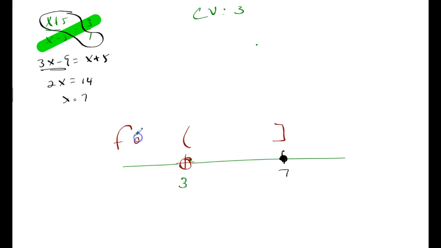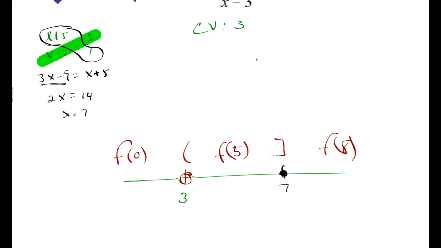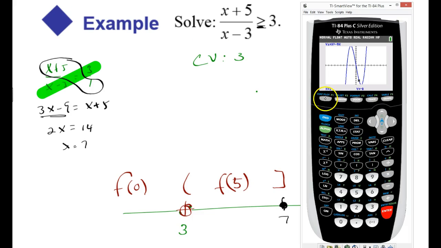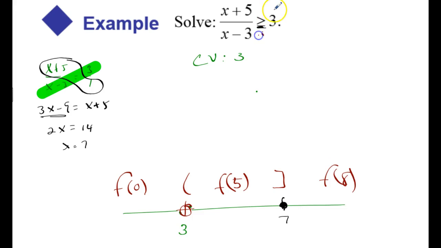So let's test f of 0, anything between 3 and 7, like 5, and then f of 8 would work for me. A little bit tricky to type this into the calculator because you're going to have to use parentheses. So I'm just going to type in the left side, x plus 5 divided by, and make sure you encase the denominator in parentheses too. If you don't, you'll get a bad graph. And I'm really just interested in evaluating at 0, 5, and anything to the right of 7, like 8, and seeing if it's greater than or equal to 3.